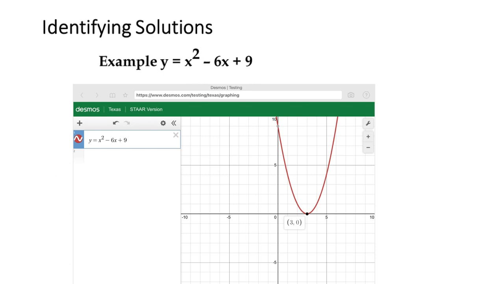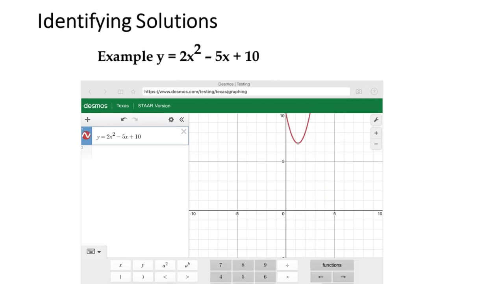All right, we are finding the solution to this quadratic equation. y is equal to x squared minus 6x plus 9. I went ahead and typed this into Desmos. You can see that you do have a U-shaped graph, but this graph only touches the x-axis at one point. Therefore, there is only one solution, one root, one zero, one x-intercept, and that is x is equal to 3.